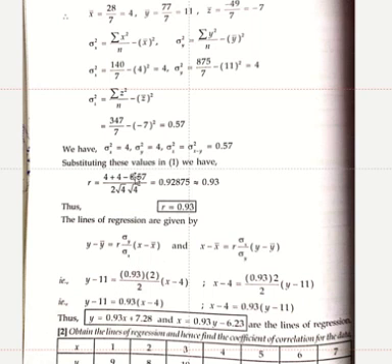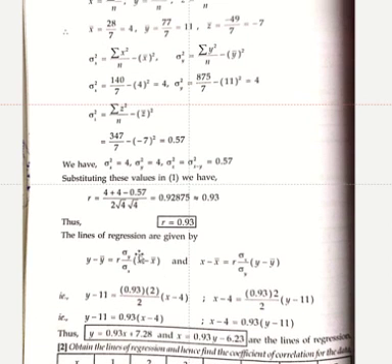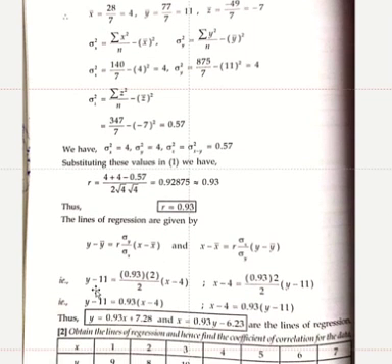What is sigma x? Sigma x whole square is equal to 4, so sigma x is equal to 2, into x minus, what is x bar? X bar is equal to 4. Therefore, simplify this. Y minus 11 is equal to, here the 2s get cancelled, 0.93 into x minus 4. After simplifying this, we get y is equal to 0.93x plus 7.28.